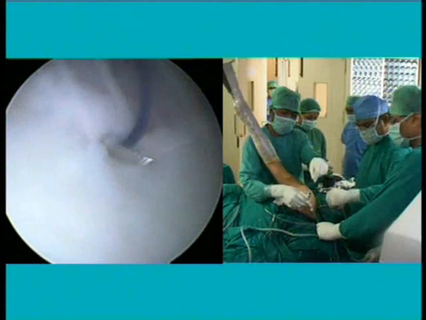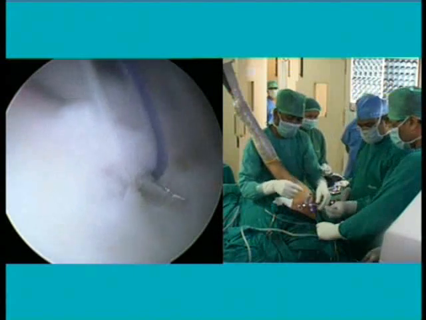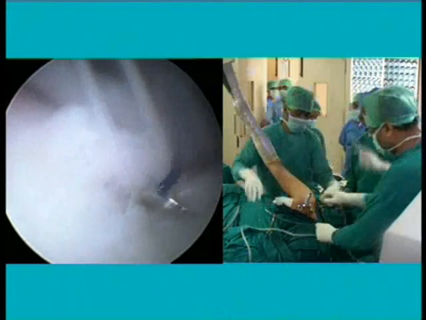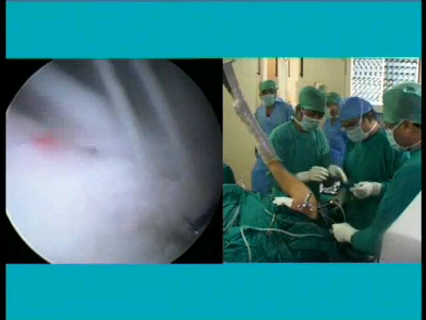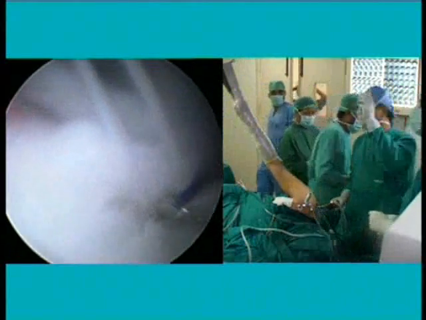So this procedure is for the acute AC joint dislocation. Maximum maybe three weeks old. The older it is, the more it matters; in one week old cases, the results are much better.